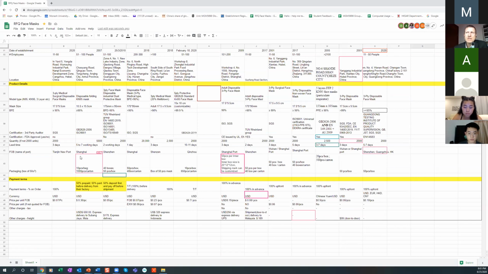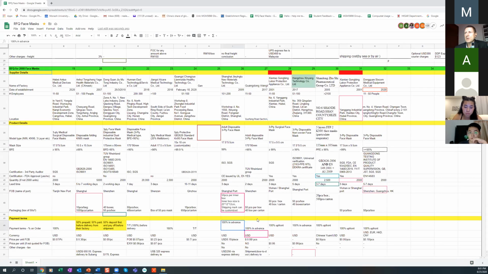The other argument is, okay, the norm in the last 6 months is you really had to pay 100% before delivery because factories, there's so much demand for masks. So traditionally, you wouldn't pay 100% before delivery, but notice that more than half of these quotations, they want 100% in advance. See, 100% upfront. Number 26, 27, 28, 30. I know there's two that's the same, 28 and 31.